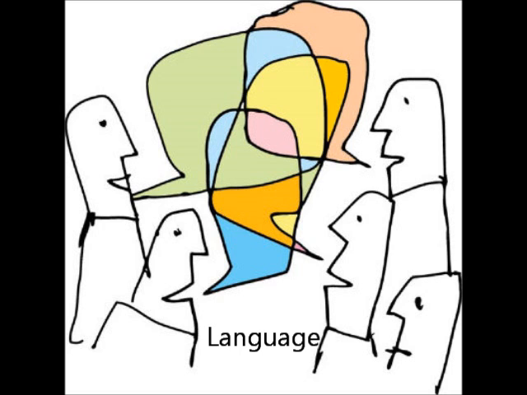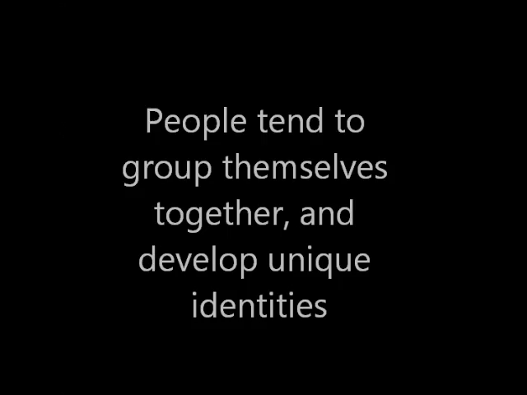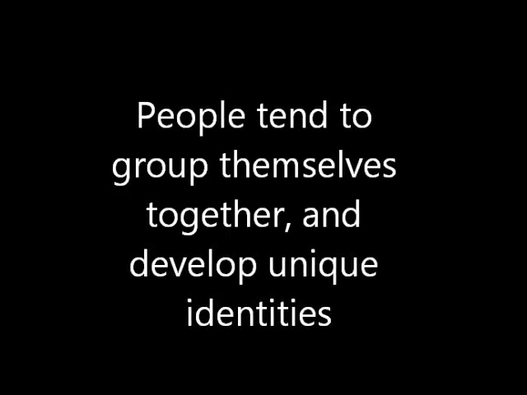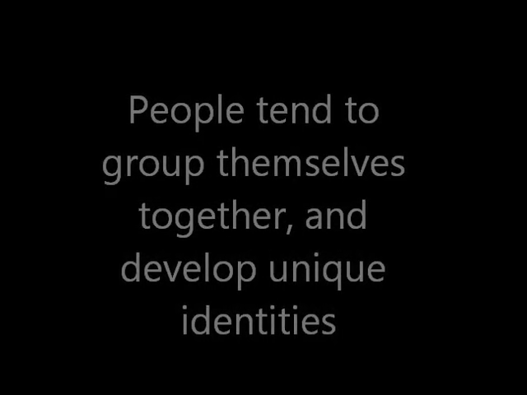Other aspects of culture include language. Language not only reflects a culture's identity, it allows people to share the same customs with one another. In some nations, multiple languages are spoken, and this allows people to group themselves together and develop their own identities, culturally speaking. The next element of culture includes arts and literature produced within a given society.